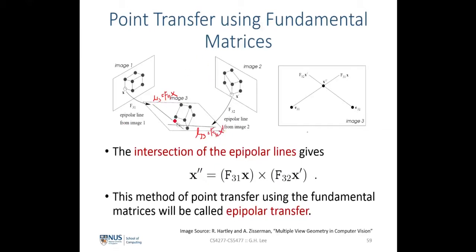So we know that for these two epipolar lines, the correspondence in the third view must lie on both of these epipolar lines. Hence, the intersection would give the correspondence x prime prime. And this can be written in this particular equation, where the first term represents the epipolar line of the first image x onto the third image, which we denote as L13, and the second term is the second image x prime transferred to the third image as the epipolar line, which we denote as L23. And the cross product is going to give us x prime prime.